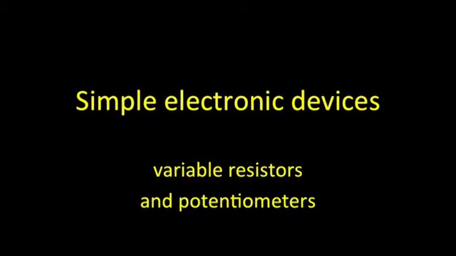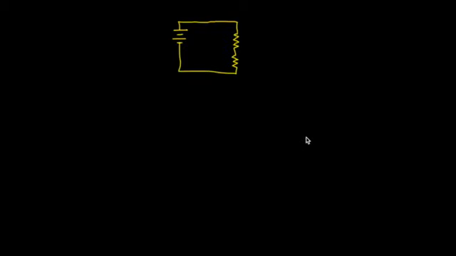This is the second video in a series about simple electronic devices. We'll look at variable resistors and potentiometers. Consider the simple circuit shown here.